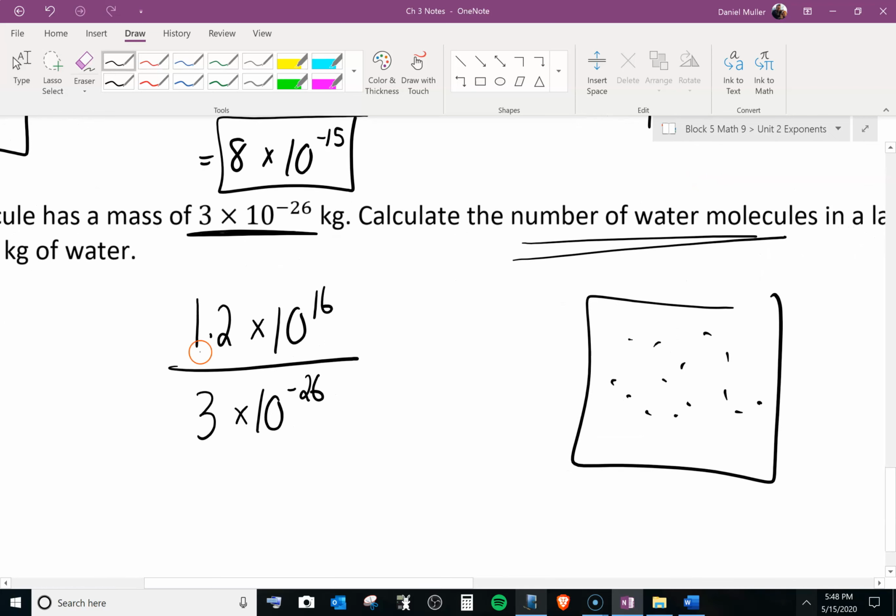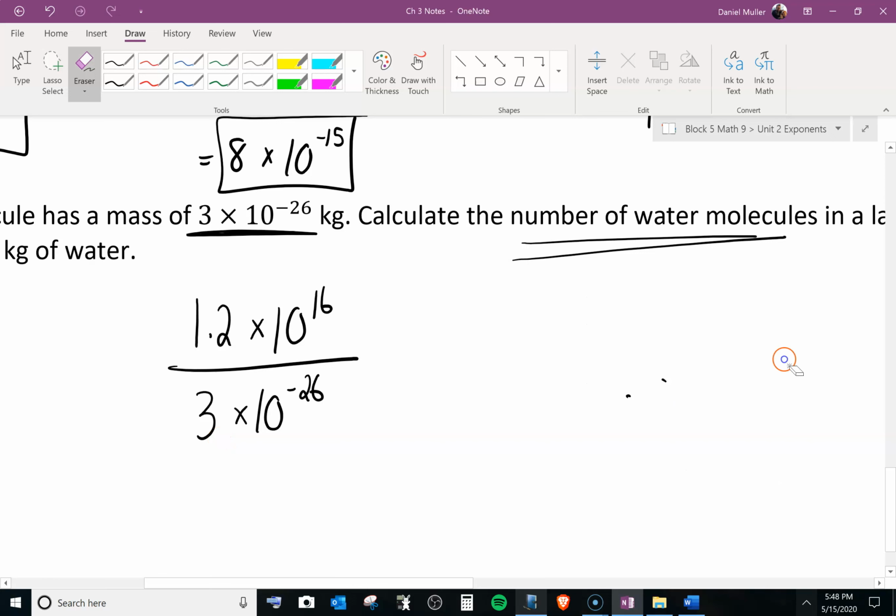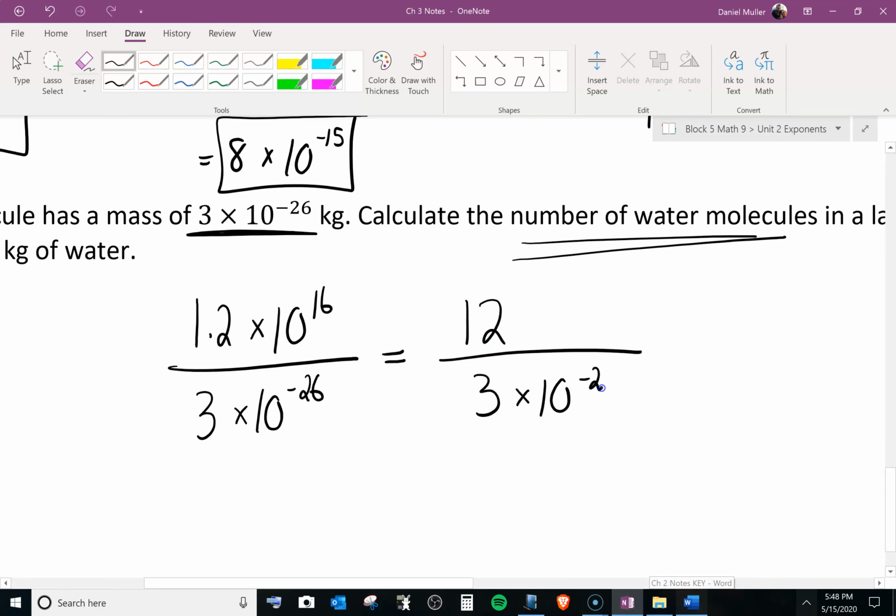Now, this is a little bit more difficult to do, 1.2 divided by 3. So what I'm actually going to do first, and if you can understand this, it shows that you have a really good understanding, is that I'm going to make this a 12. So the bottom is 3 times 10 to the negative 26. And you'd want to make it a 12 because 12 divided by 3 is 4. It's really easy. You might not know what 1.2 divided by 3 actually is.